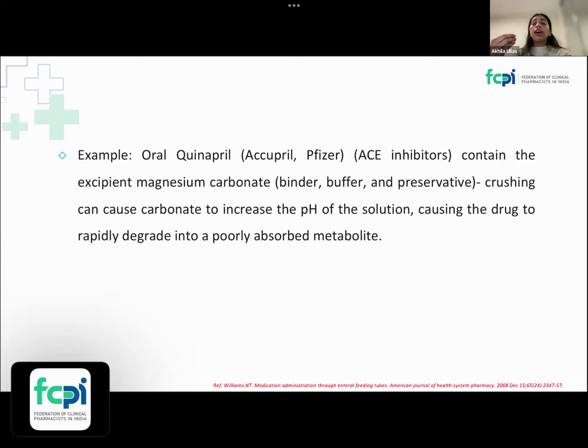So this is why I told you that you need to go through all the excipients mentioned in the formulation. You need to be thorough about what the excipients are doing, and what will happen if you crush it, whether the patient gets any toxic metabolites, or the converted metabolites cause therapeutic failure in that patient.